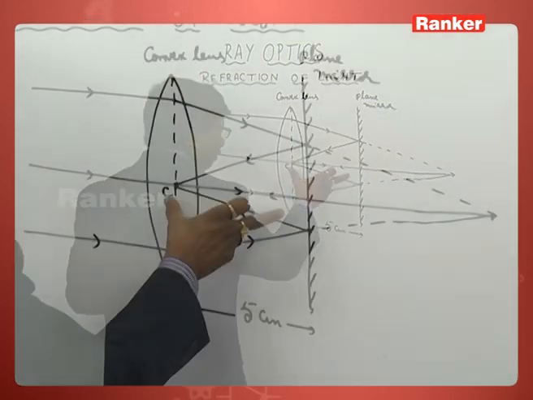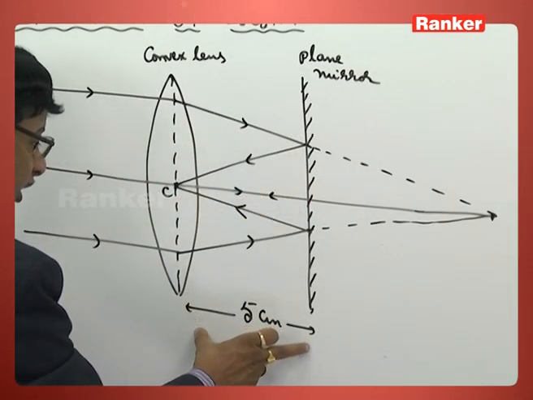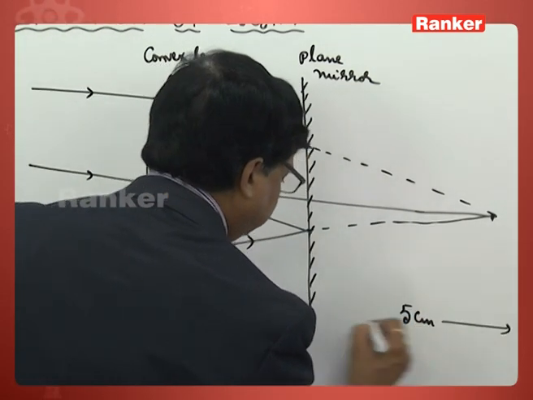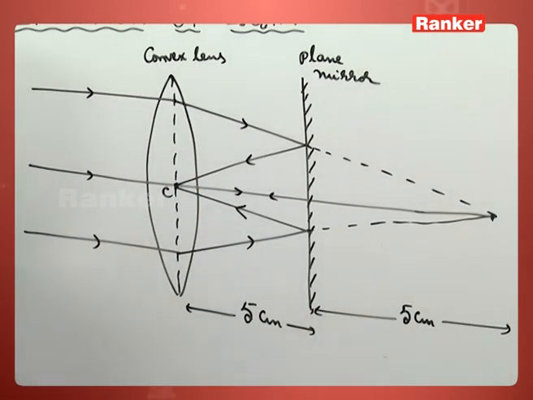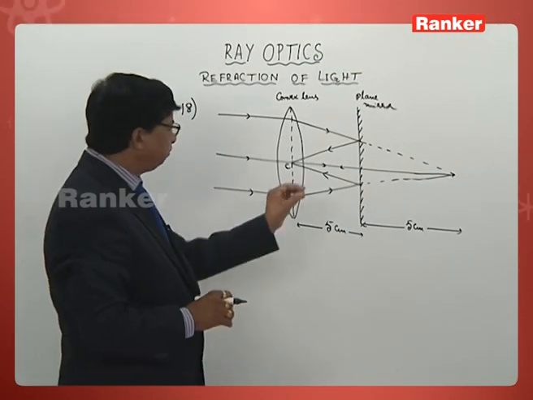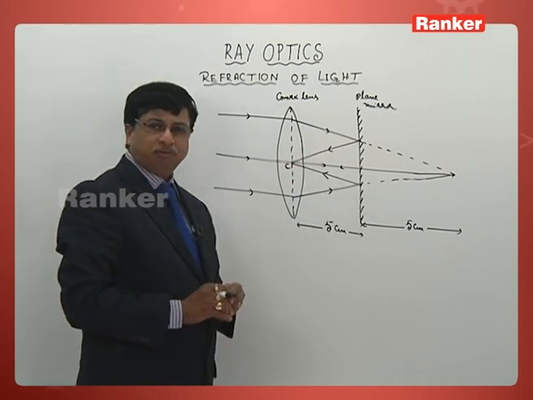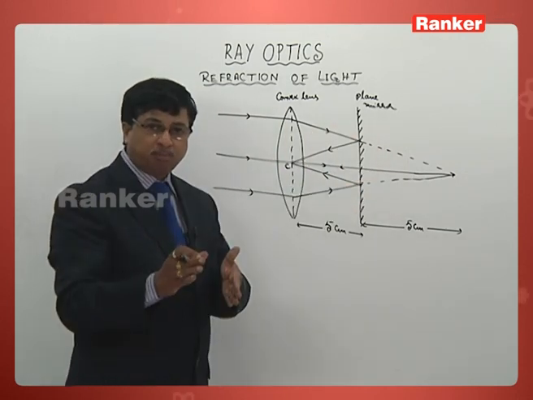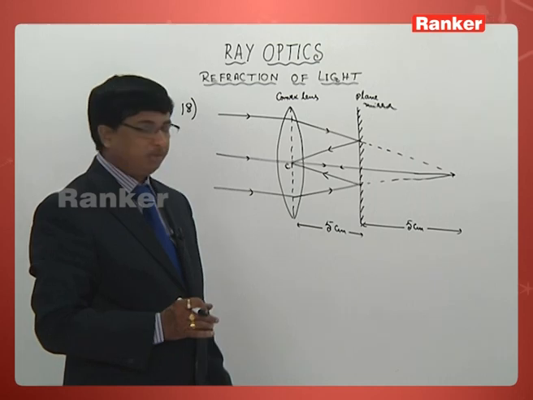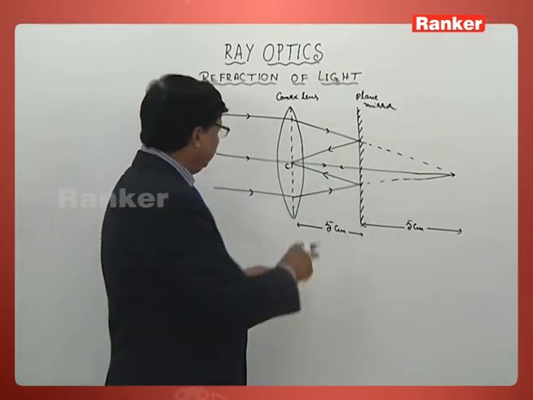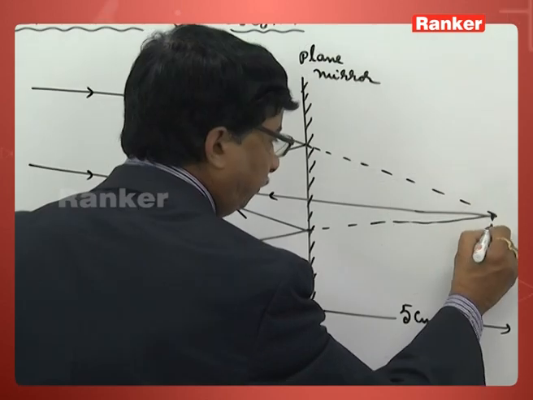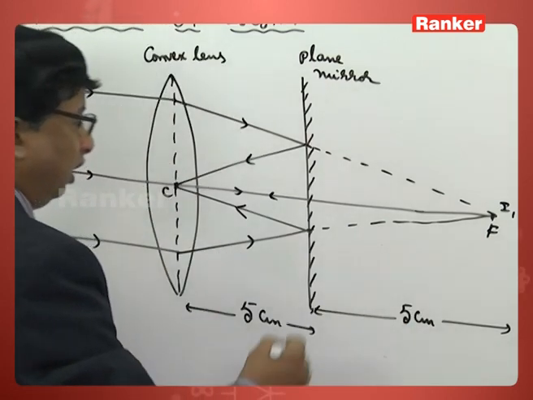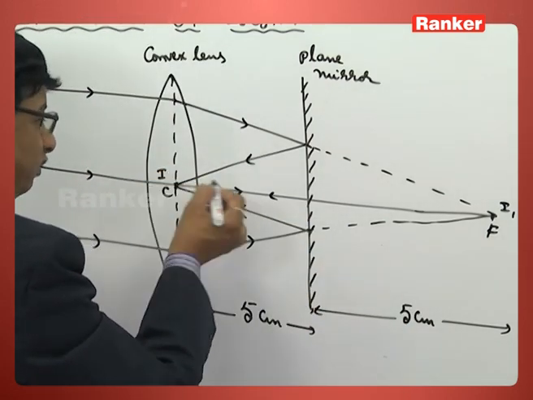Accordingly, you can say when this distance is 5 centimeter, this distance also must be 5 centimeter. There is no doubt absolutely in this calculation. Simple mathematical logic. What is that logic here? The image formed by the convex lens should become an object for the plane mirror. Where is the image going to be formed? Image will be formed at its focus. That is actual image 1. This is the image 2 what we are getting as the final image.